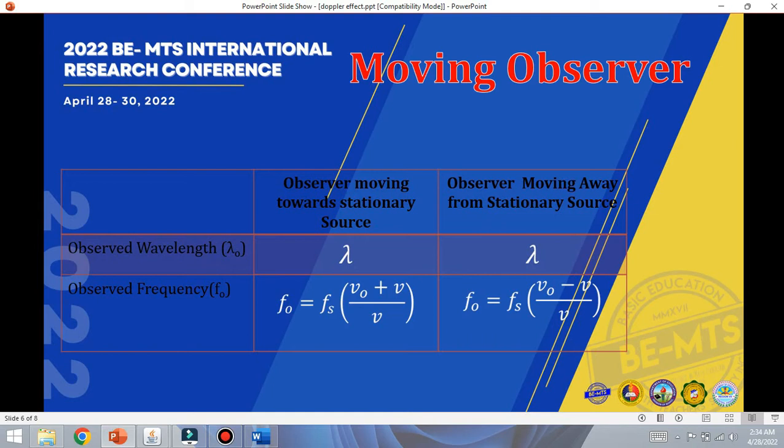That is due to the relative velocity of the sound wave. When the observer is moving towards the stationary source, the observed speed of the sound wave by the observer will be faster. And that makes the observed frequency higher. Now, if the observer is moving away from the stationary source, then the observed wave velocity will be slower, right? And that makes the observed frequency lower.